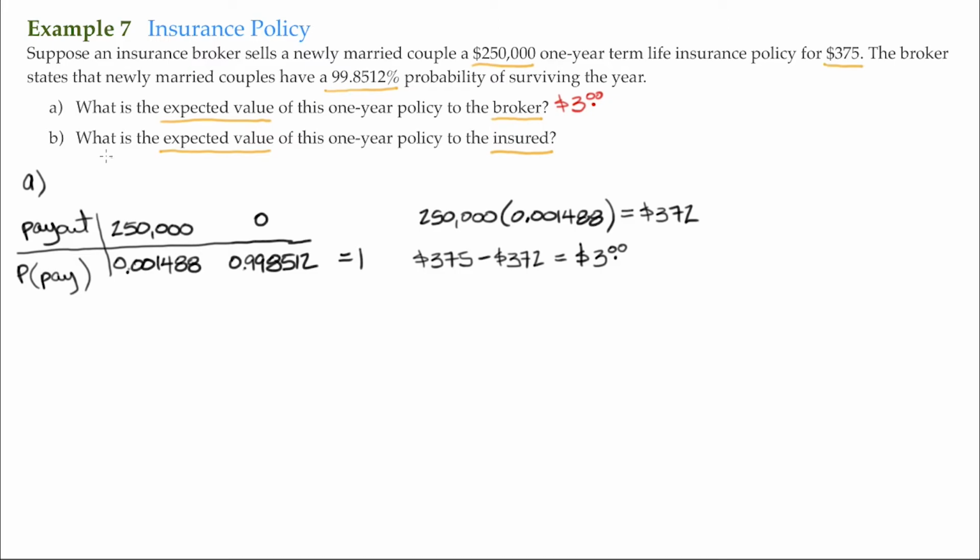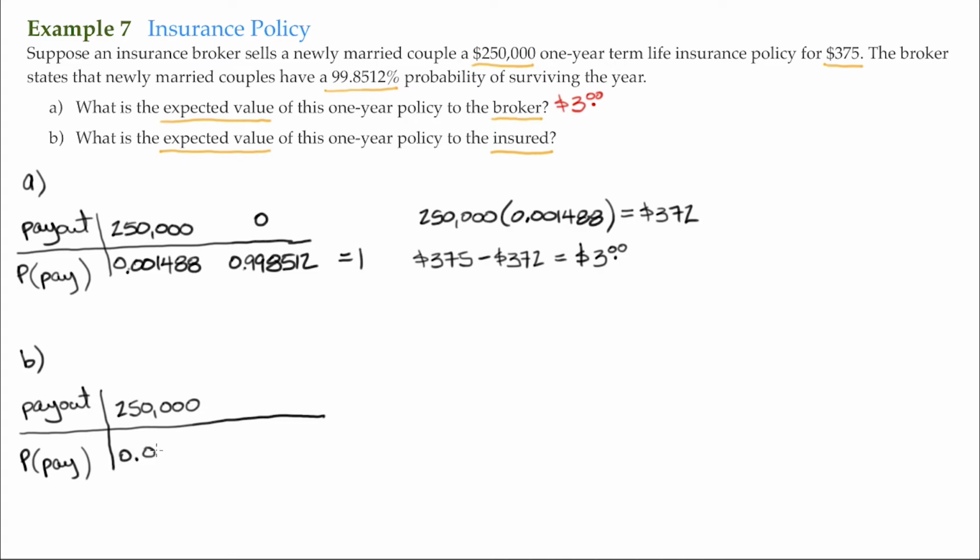Now for B, what is the expected value of this one-year policy to the insured? It's the same idea. Put down B right here. We're going to have a payout. We're going to have a probability of a payout occurring. We have a payout of $250,000. The probability of making that payout, that's 0.001488.